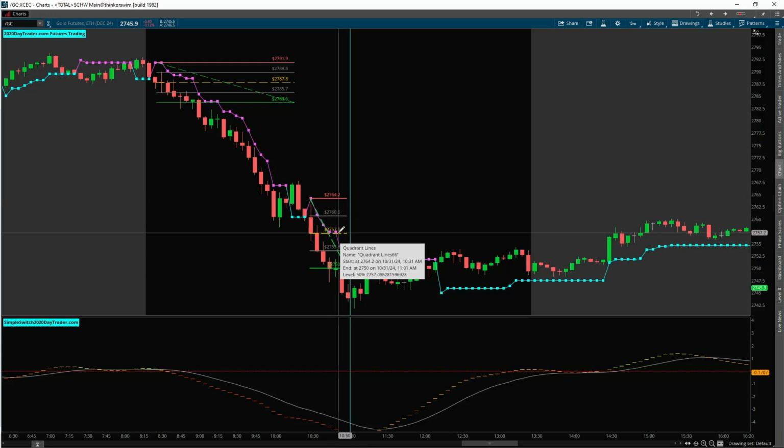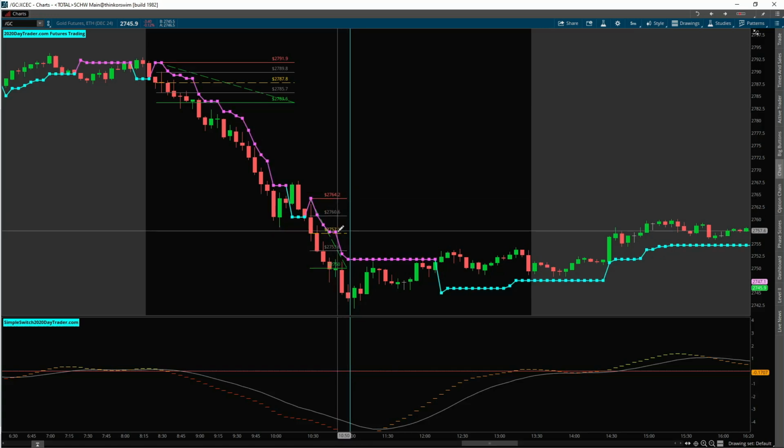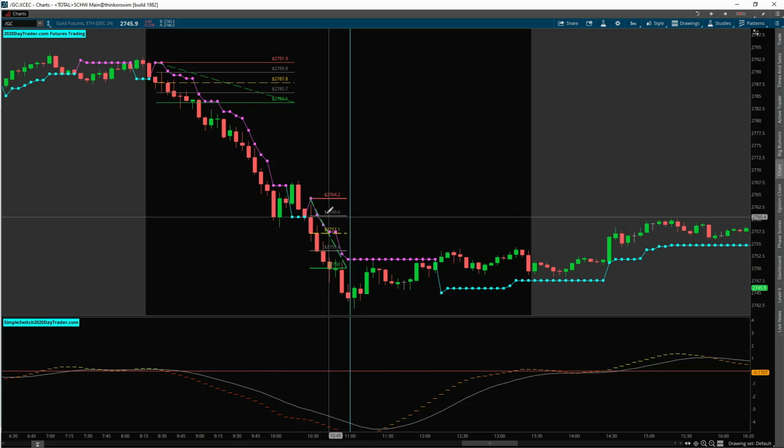So 2757, and so basically 2764. I have pretty decent size risk here on gold on this move. We'll say roughly $7 to $8 risk, which is about $100 per contract per dollar. So we're looking at around $700 to $800 per contract on this move right here.